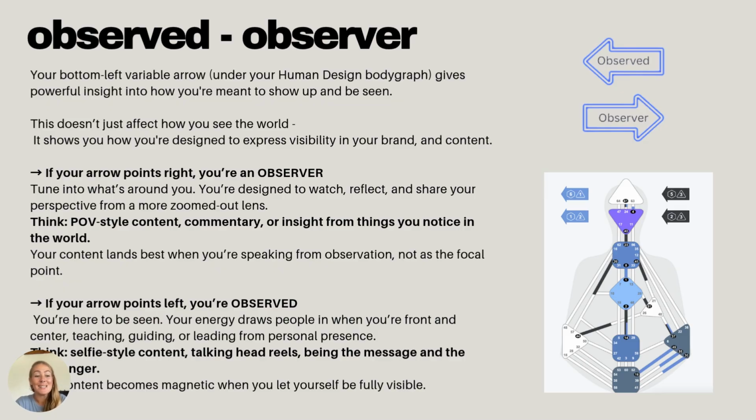Now, if your arrow points left, you are what's called observed. You're actually here to be watched, to be observed, to be seen. Now, you don't have to stand and perform, but the energy draws people in when you're front and center, you're teaching, you're guiding, you're leading from personal presence. This is what I think, not what I've seen, what I think. This is what I'm doing. Come along with me, right?